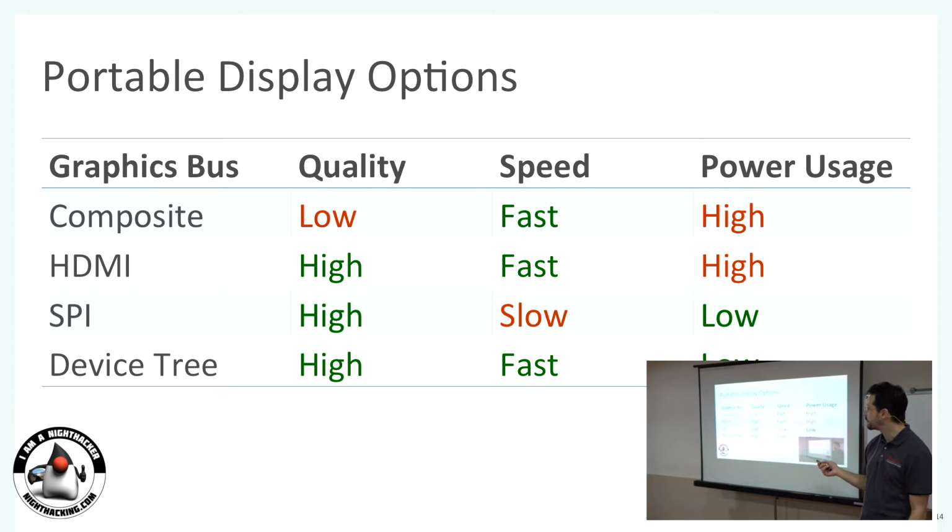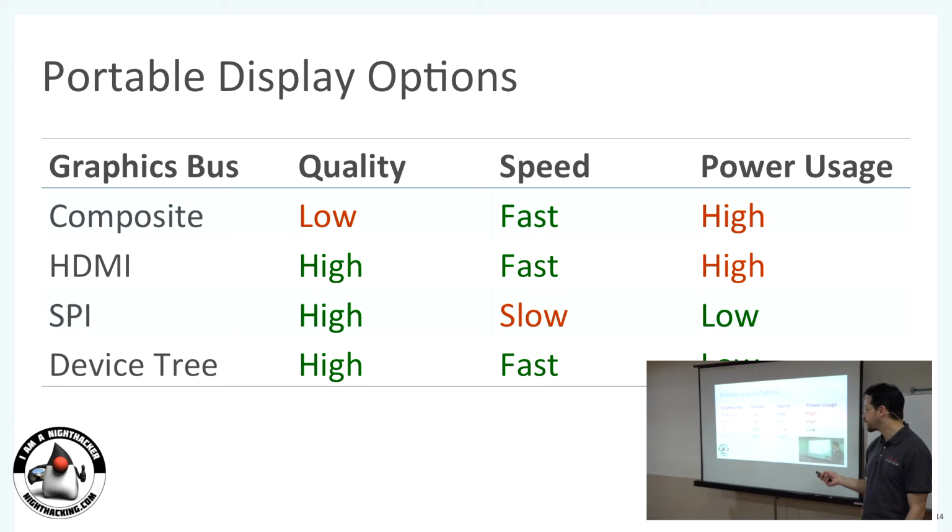It's not ideal. There's also a composite port. This is the older interface, back when we had CRT tubes. It not only requires a converter board, but it's also low quality. It's not that great of a video signal.